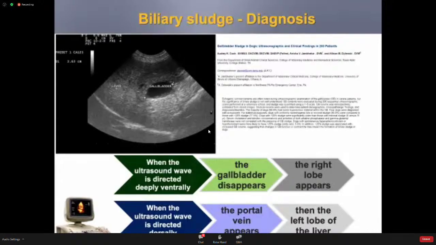It's important, in addition, in order to correctly evaluate the diagnosis and the gallbladder, to eliminate the artifacts. When the ultrasound wave is directed deeply ventrally, of course, it's normal that the gallbladder disappears and the right lobe appears in our image. When the ultrasound wave is directed dorsally, we can find the portal vein, which appears in our ultrasonographic image. And after that, the left lobe of the liver appears in our image.